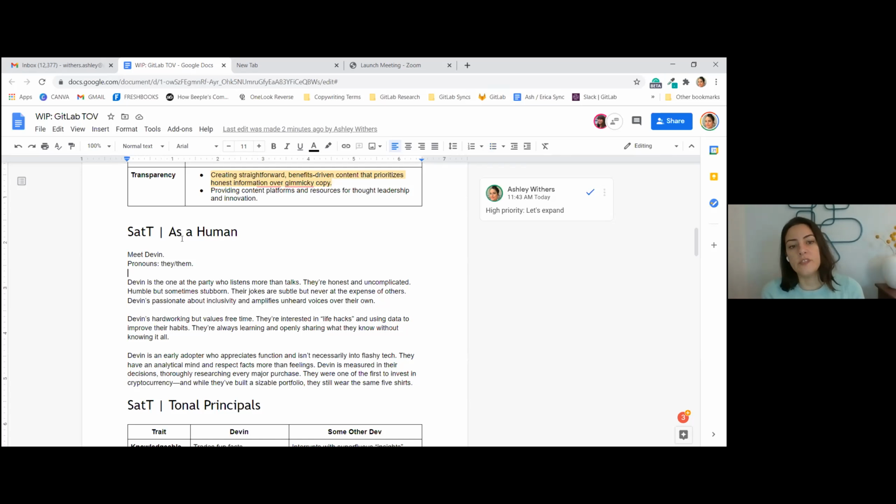So Devon is the one who listens more than talks. They're honest and uncomplicated, humble, but sometimes stubborn. Their jokes are subtle, but never at the expense of others. Devon's passionate about inclusivity and amplifies unheard voices over their own. Devon's hardworking, but values free time. They're interested in life hacks and using data to improve their habits. They're always learning and openly sharing what they know without knowing it all.